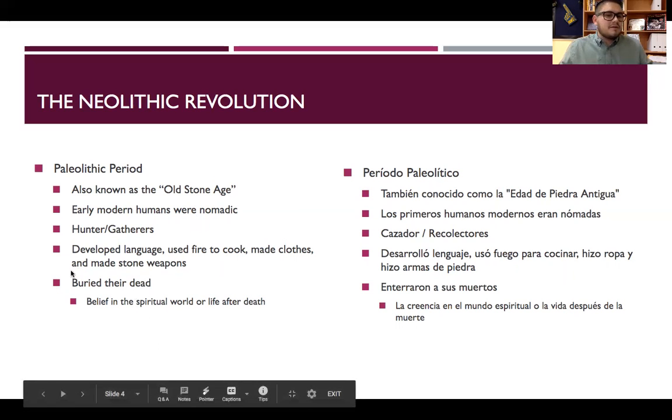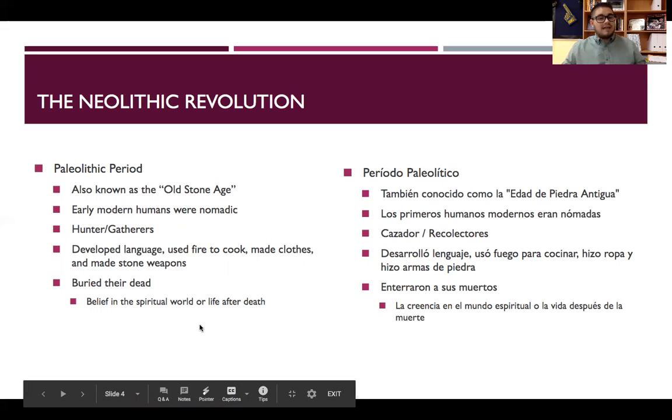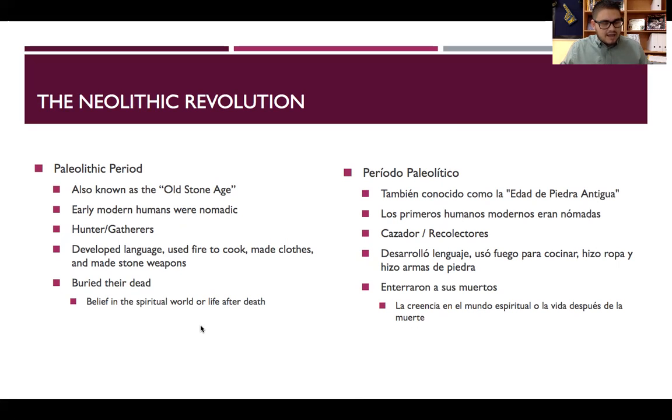Now another thing that's sneakily very important is the fact that there's evidence that they buried their dead. Now if there's evidence of that, that is going to promote the idea or the belief in the spiritual world or life after death. If you look at nature in general, there are very, very few species of animals that actually go ahead and bury their dead or ceremoniously place them somewhere.